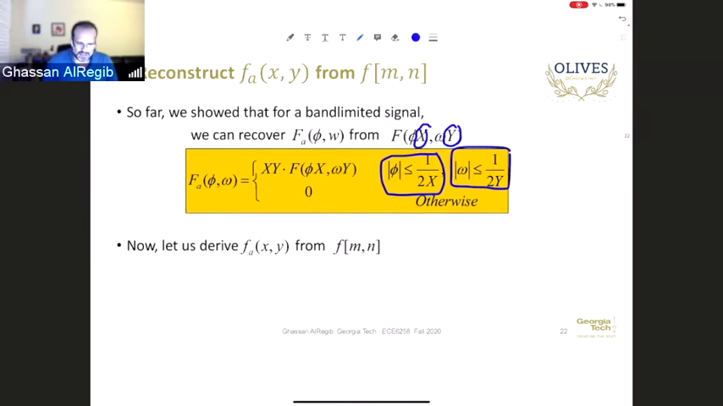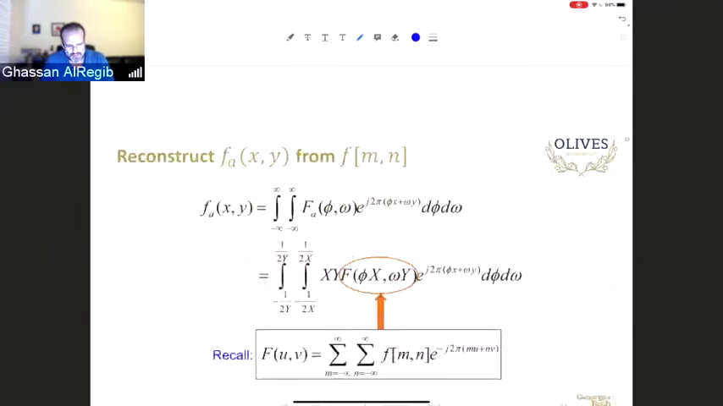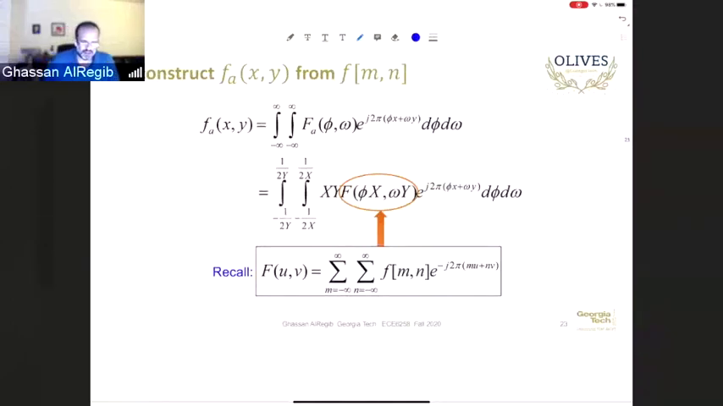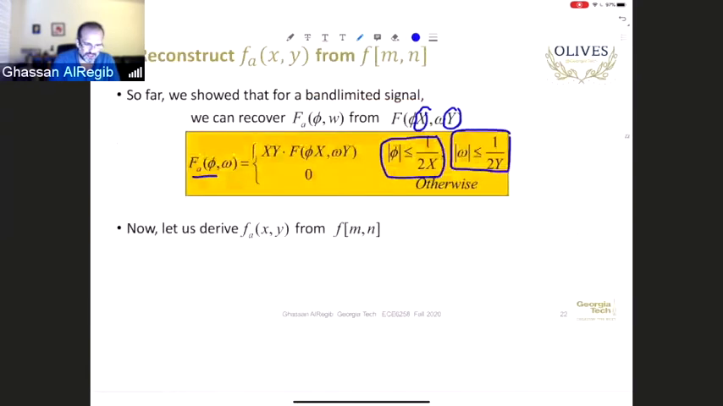So now the next thing, if that's the case, then I can really recover FA from F. Let's see how we can derive that. By definition, from the Fourier transform, this is the inverse Fourier transform in the analog case, that FA of X and Y is equal to the summation of FA e to the positive j2 pi (phi X plus omega Y). And now what we will do is to say, I have this relationship of FA, which is from here. I replace FA with this definition.